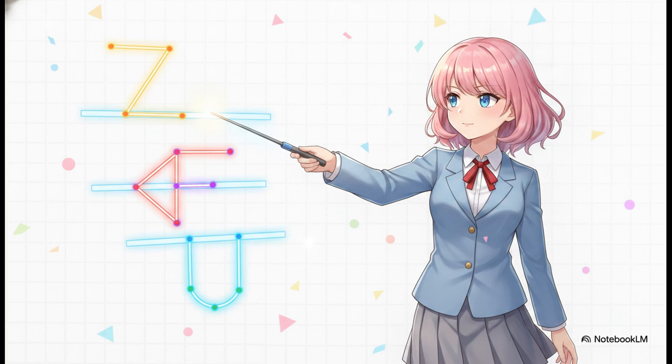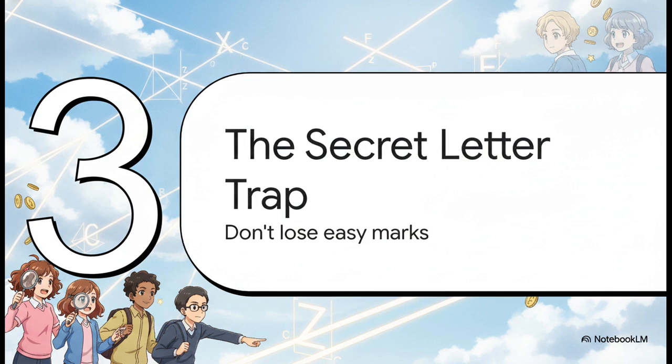And finally, rule number 3, co-interior, sometimes called allied angles. These form a C or U shape sitting on the same side of the transversal. Now pay close attention here. These do not equal each other. They sum to 180 degrees. That's a huge distinction.